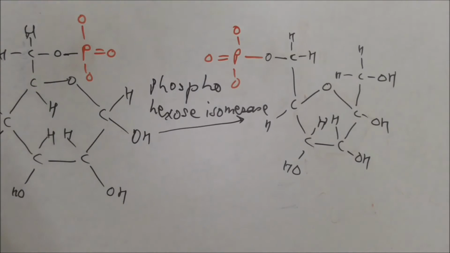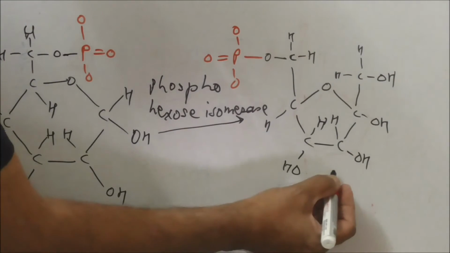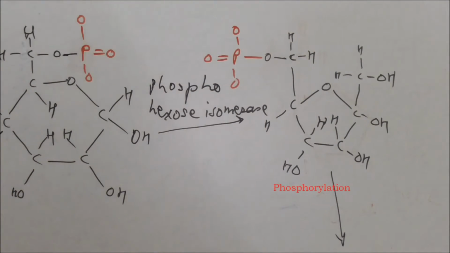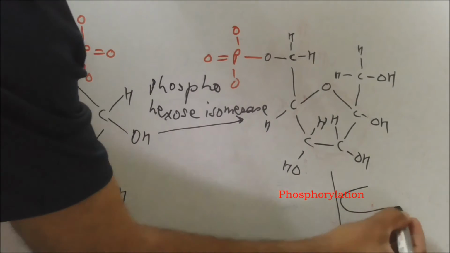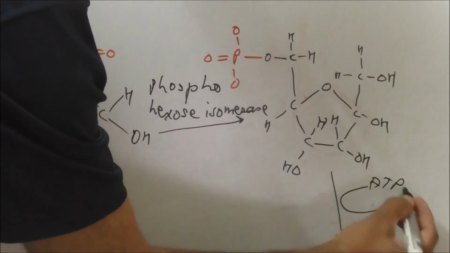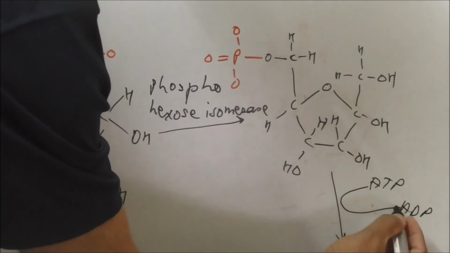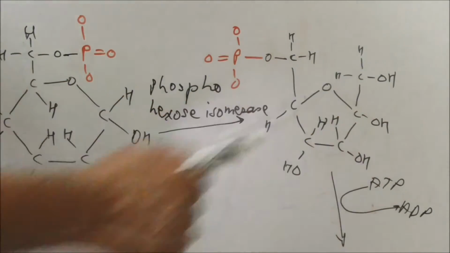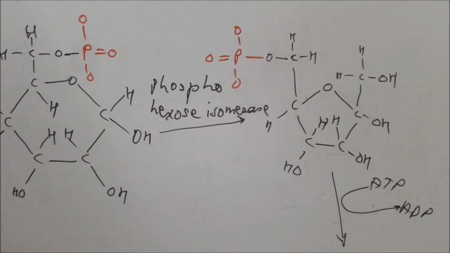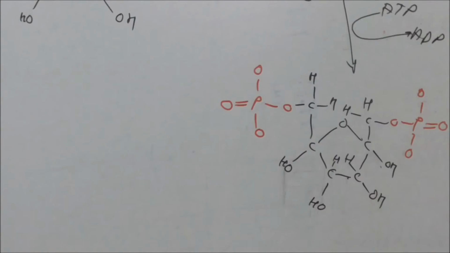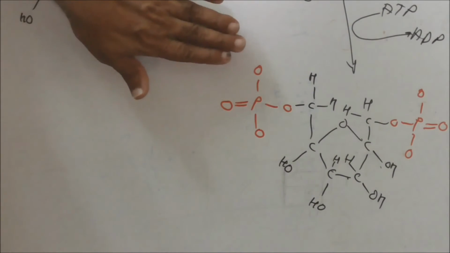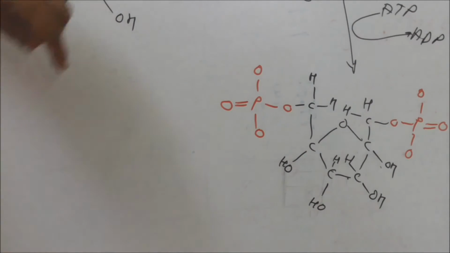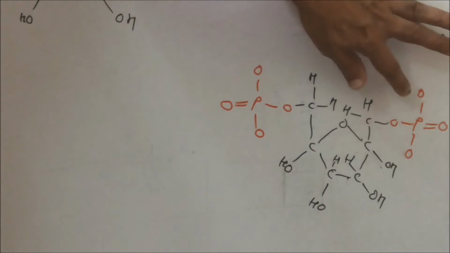Now this fructose 6-phosphate would once again be phosphorylated. Again, an ATP molecule would become ADP so as to give out a phosphate group which would be bonded to the first carbon. That is, it will now become fructose 1,6-diphosphate or fructose 1,6-biphosphate. As can be seen, there is a phosphate group in the 6th carbon position, and there is a phosphate group in the 1st carbon position.